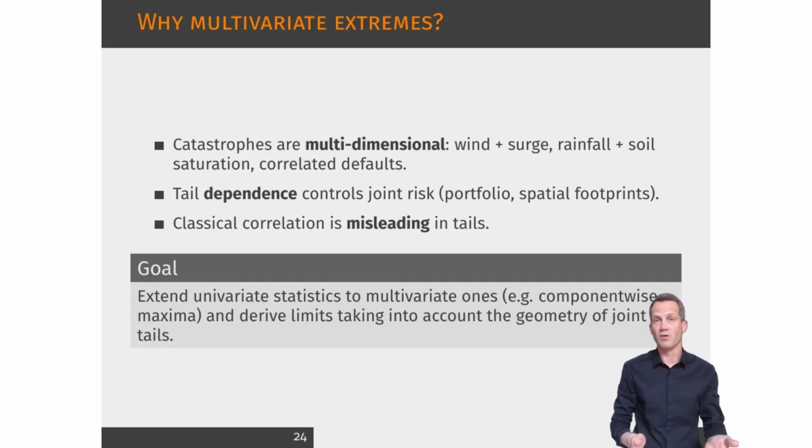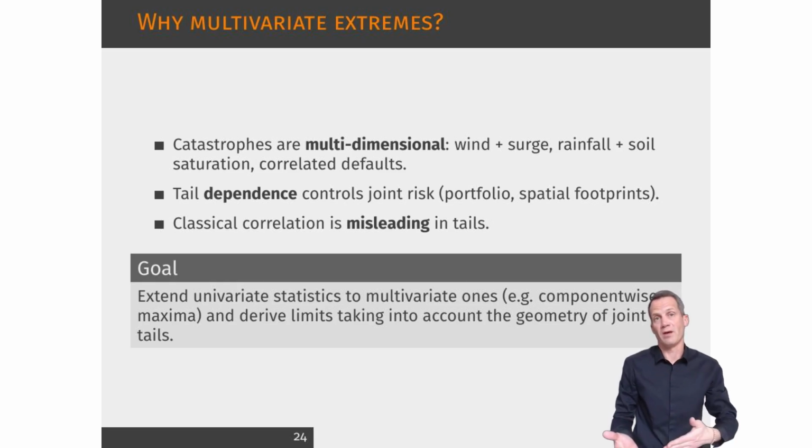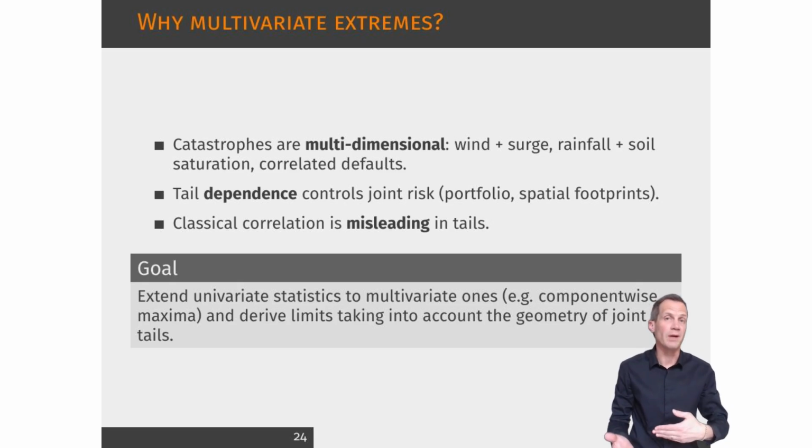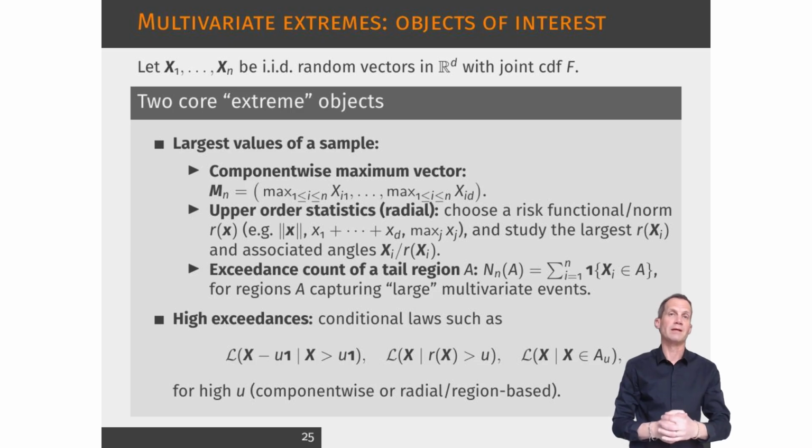The goal is therefore to extend univariate extreme statistics to multivariate objects, such as componentwise maxima, and to derive limits that preserve the geometry of joint tails. Here the observations are random vectors rather than real valued observations. The first object is the componentwise maximum vector. For each coordinate, we take the largest value observed in the sample. This is the natural extension of maxima to several dimensions.